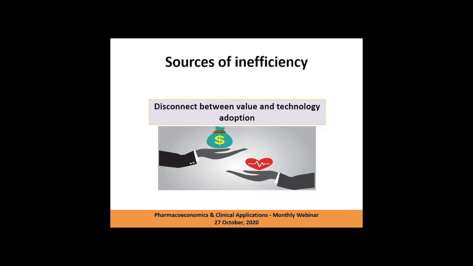Another source of inefficiency is poor adherence to treatment. For example, in Europe, non-adherence to prescription medicines costs around 125 billion per year, and also causes nearly 200,000 premature deaths. Also, medication error can be a major source of inefficiency, and we will talk about the pharmacist's role in reducing these inefficiencies.